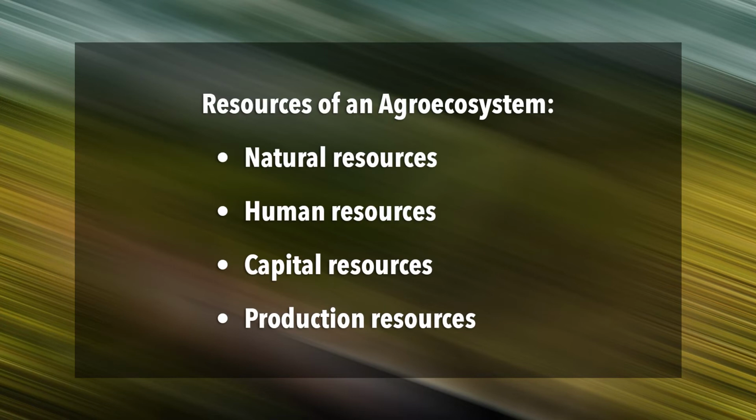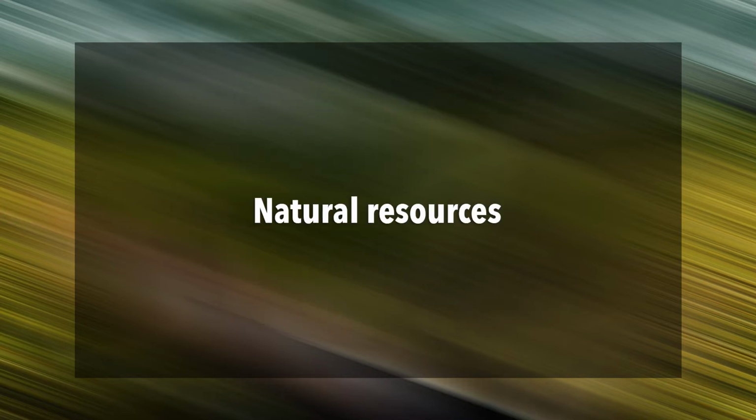Now, discussing the resources of an agroecosystem, that is natural resources, human resources, capital resources, and production resources. Now, the natural resources. Natural resources are the given elements of land, water, climate and natural vegetation that are exploited by the farmer for agricultural production. The most important elements are the area of the farm, including its topography, the degree of fragmentation of the holding, its location with respect to the markets, soil depth, chemical status and physical attributes.